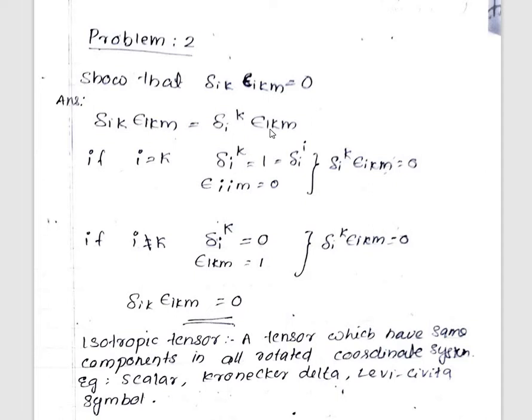But when i is equal to k, this epsilon ikm becomes epsilon iim. In the case of a Levi-Civita symbol, if an index is repeated, its value becomes 0. So if i is equal to k, the sum is 0. Let us check what happens if i is not equal to k. Even though the Levi-Civita symbol may have a value 1, the Kronecker delta, when i is not equal to k, has value 0. Then also delta ik epsilon ikm is equal to 0.